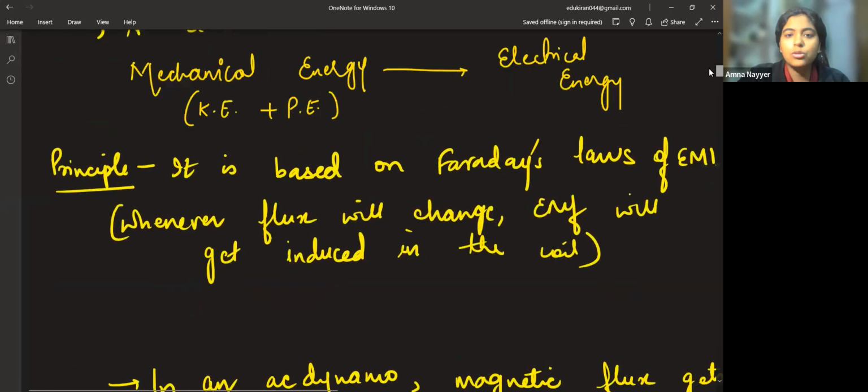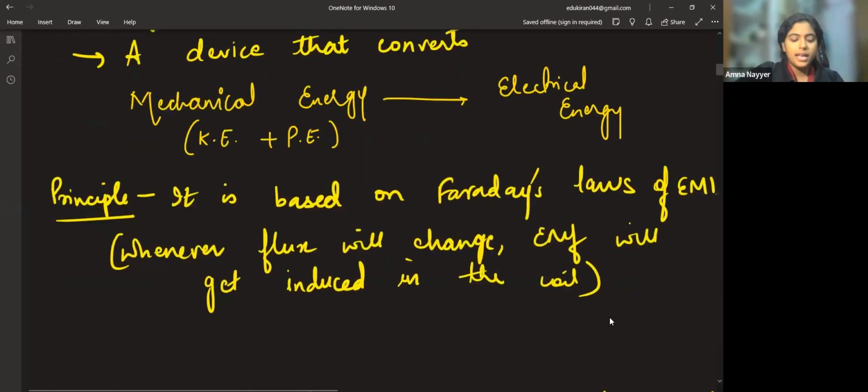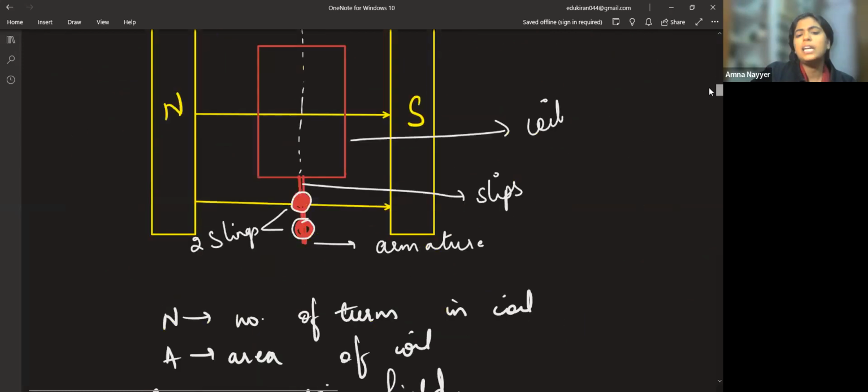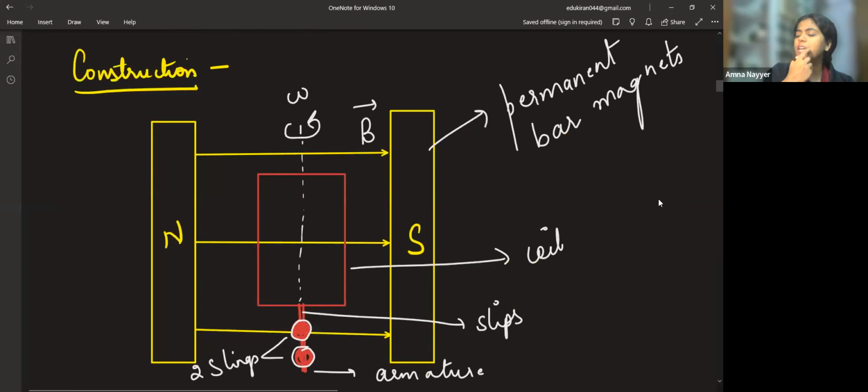All right, so it is based on Faraday's laws of EMI. Whenever flux changes, EMF will get induced in the coil. Basic Faraday's law of EMI: E is equal to minus d phi over dt. In an AC dynamo, magnetic flux gets changed due to the motion of the coil in a uniform magnetic field. Till construction, let us see, then we'll see the calculation part in one go.